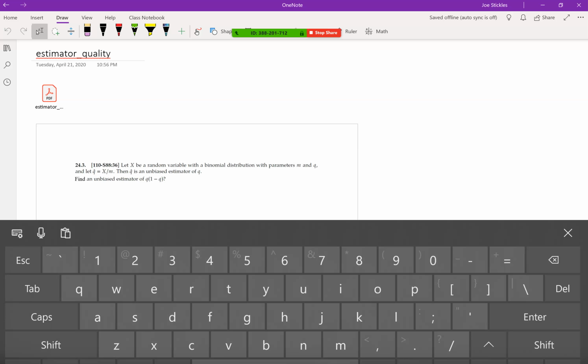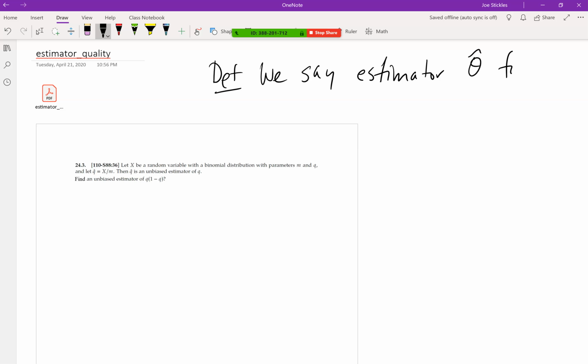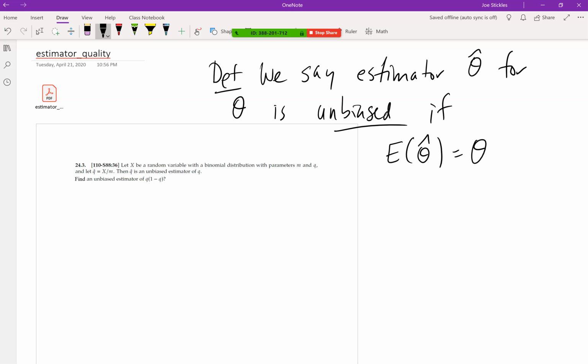So we've talked a little bit about the idea of bias in an estimator. So let's start with that again. So remember that we say, as a definition, we say that an estimator, we'll call it theta hat, for theta, is unbiased if, when we do the expected value of the theta hat, we get theta.